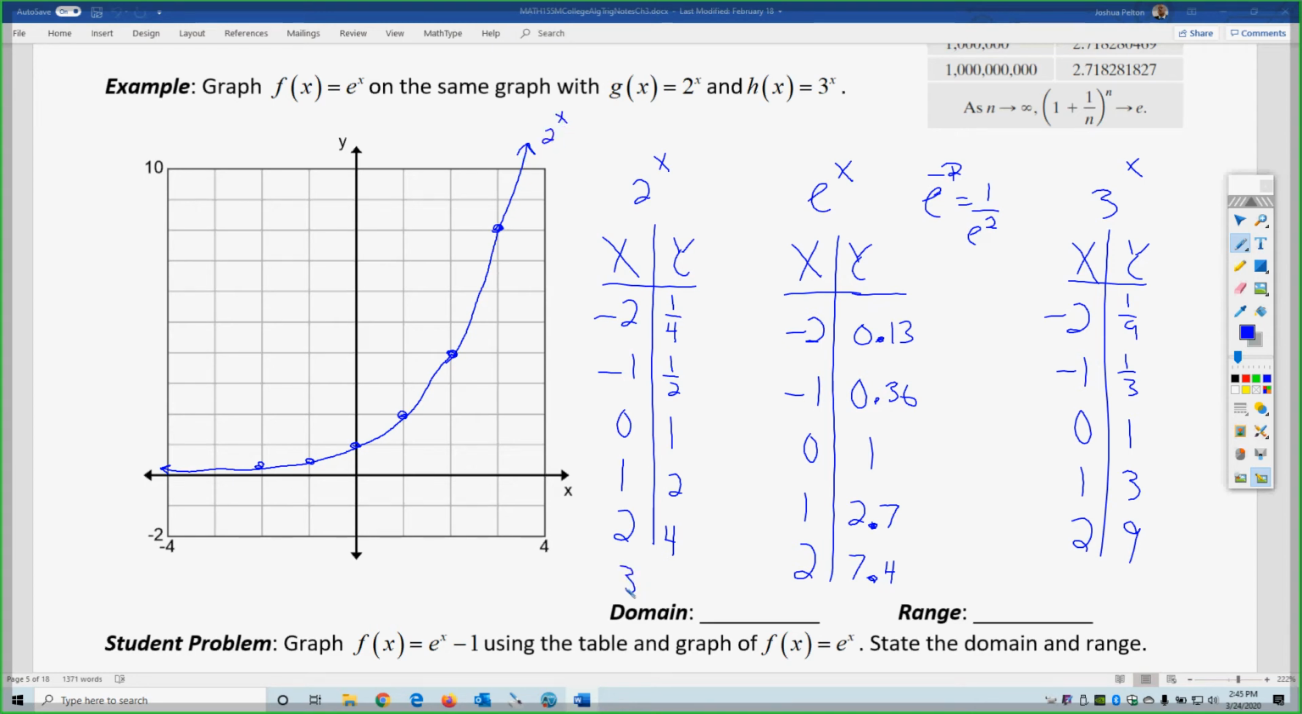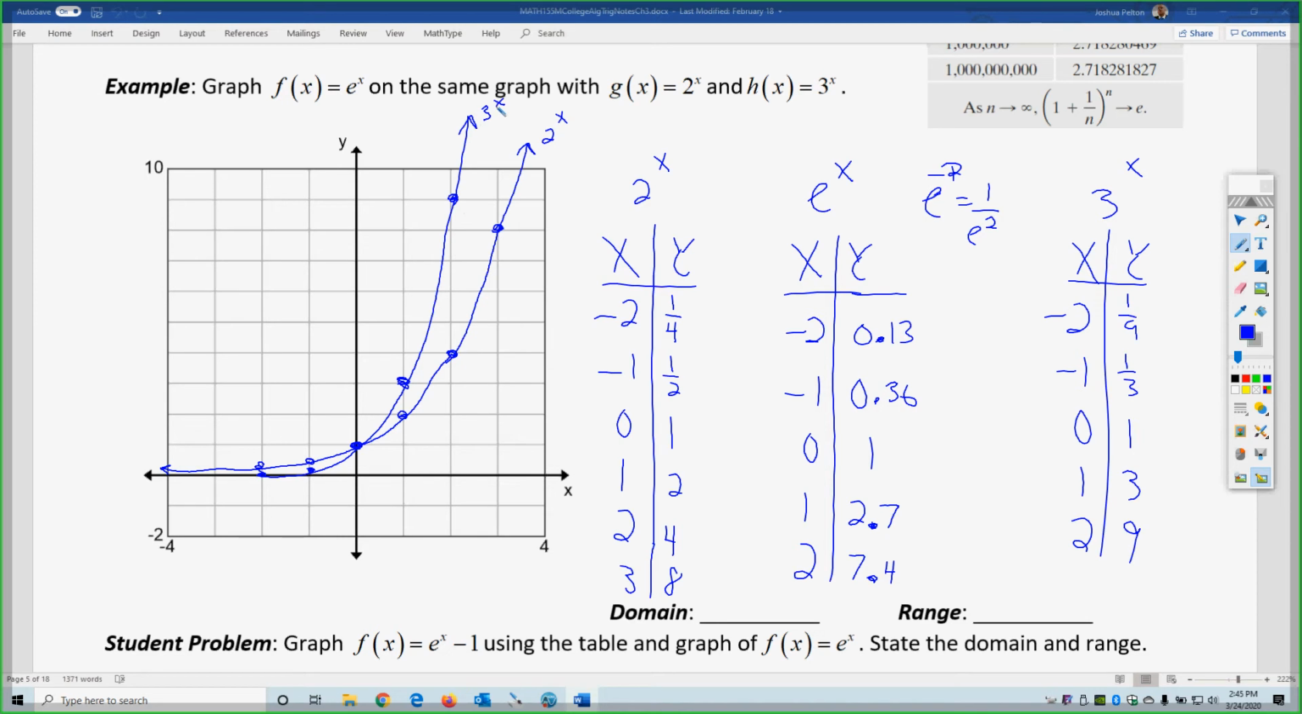Okay. If we graph the 3 to the x, negative 2 is at 1/9, so we're even farther down below. And 1/3, which is even less, and we're at 0 to the 1. We're at 3, and we're at 9. So we kind of see how it crosses it. And you get your 3 to the x.